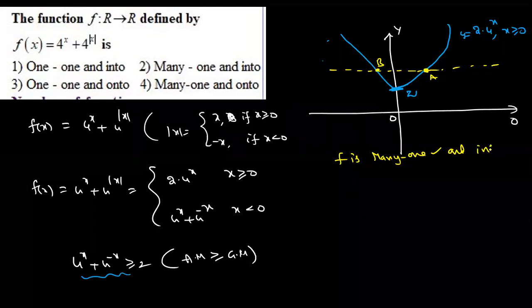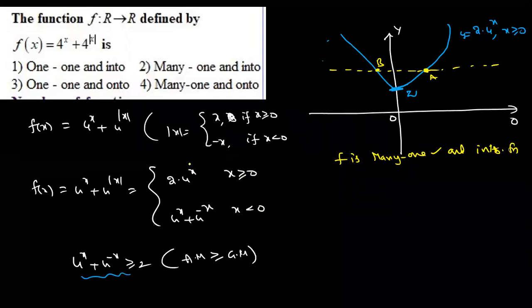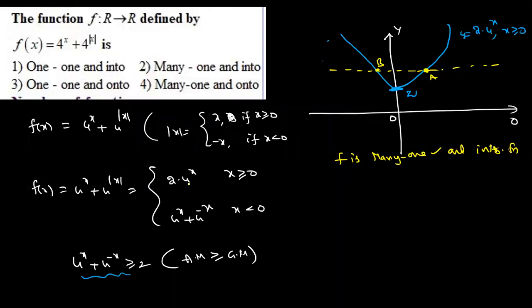And what about onto? It is an into function. Why? Because for x positive or negative, the output is always positive. See, in both cases, 2 into 4 power x is always positive. See, the graph is completely above the x-axis. Below the x-axis is not possible.